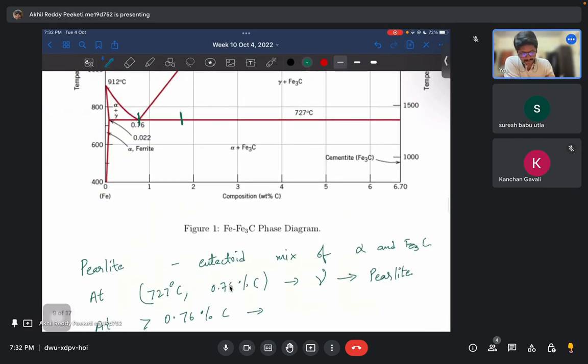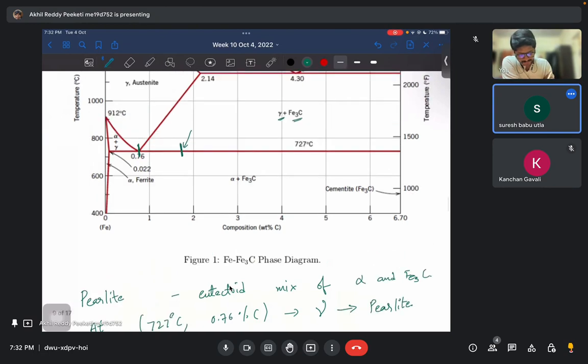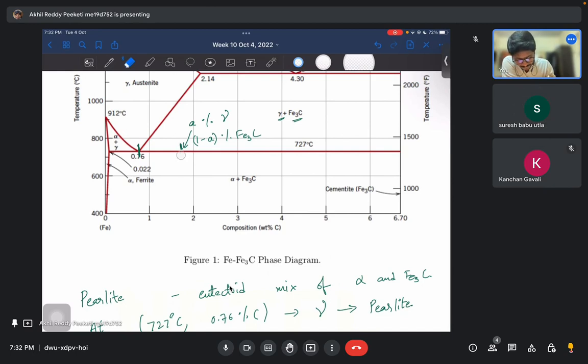So here you have gamma and Fe3C. Whatever gamma is there will convert to pearlite, and Fe3C will stay the same as Fe3C. Let's say here A percentage gamma is there and 1 minus A percentage Fe3C, just above that cooling point. So at this point, just above the eutectoid, you have some percentage of gamma and the rest as Fe3C.